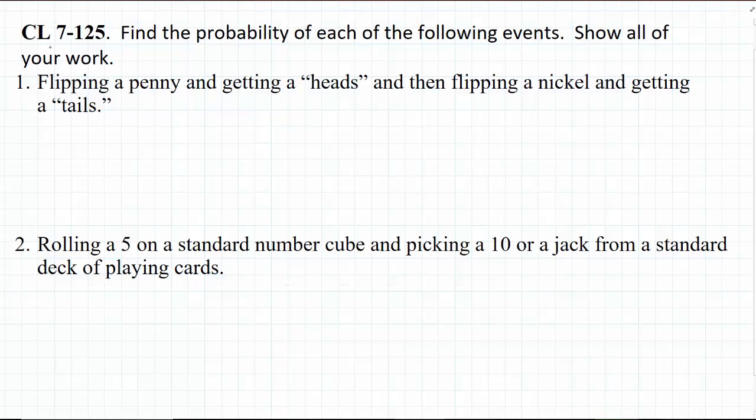Okay, CL7-125, we're going to find the probability of each of the following events, and we're going to show all our work. So the first event is to flip a penny, and then we get heads. After, we're going to flip a nickel and then get tails. Okay, so let's go and do the penny first.